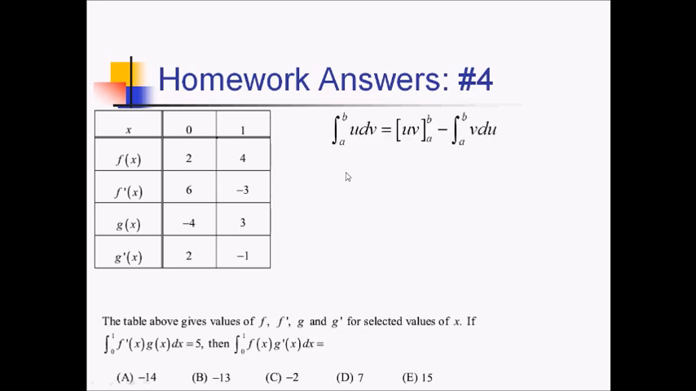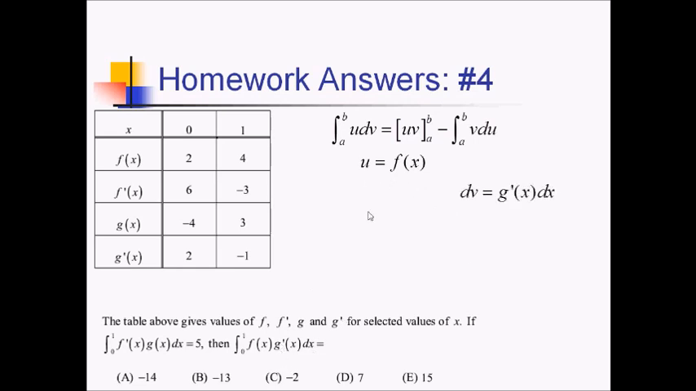So here's my definite integral integration by parts formula. And now I'm going to need to find u and v and dv and du. So let's start with the u value. That's the thing that would be easier to take the derivative of. I have a choice between f and g prime. Well, between the two of them, I would rather take the derivative of f because I have some values for f prime in my table. I don't have anything for g double prime, so I'm going to do u equals f of x. And then dv is going to have to be g prime of x dx.